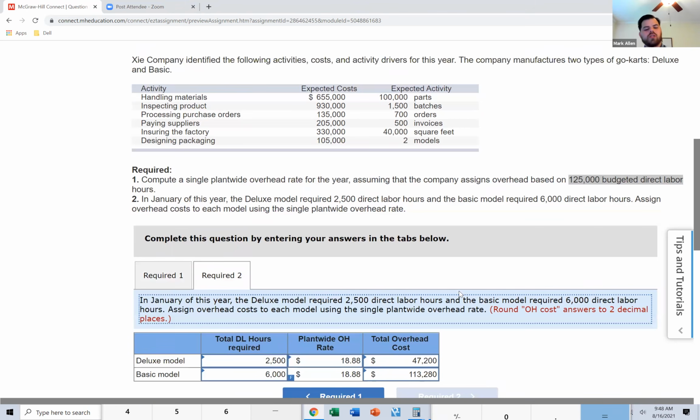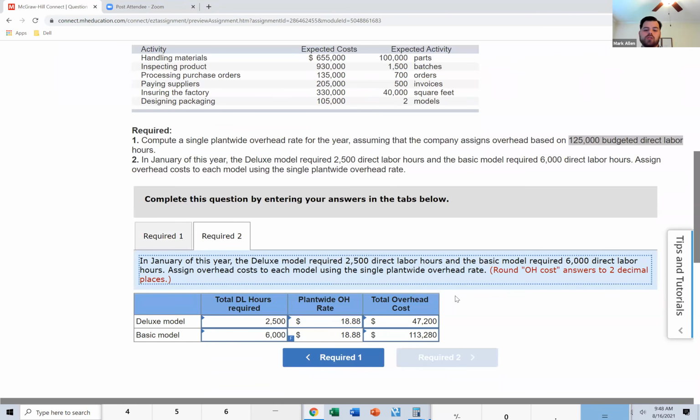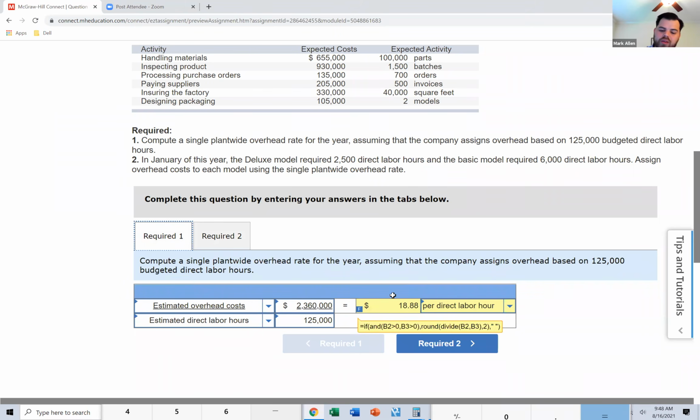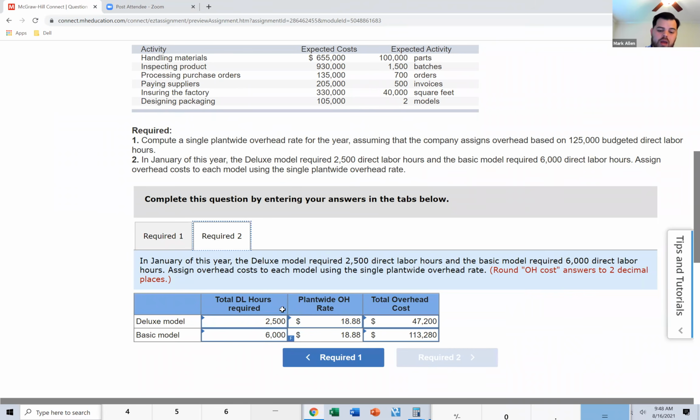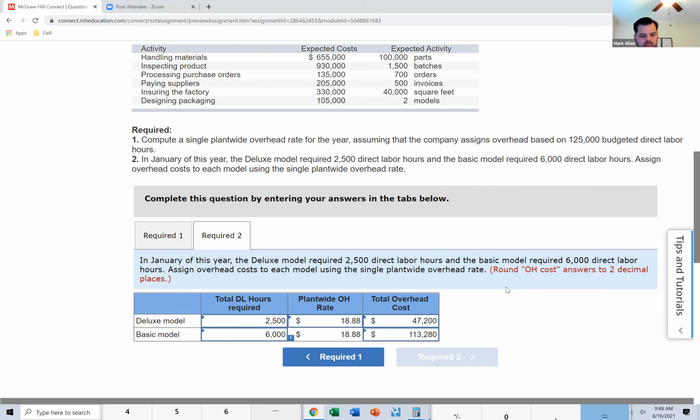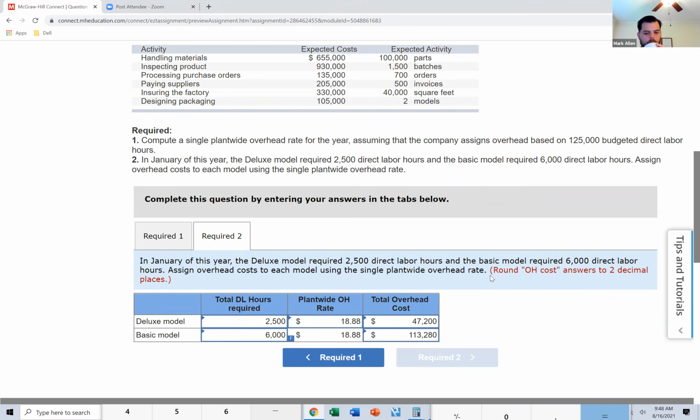Now, the next thing that they ask us to do is to actually go through and assign the cost. What they told us was, my deluxe model uses 2,500 direct labor hours. My basic uses 6,000. So we drop in those two pieces of information, and then we pull our rate from the previous section, from requirement 1. At this point, it's just a product problem. 2,500 times 1,888 is this. 6,000 times 1,888 is this. And there's the end of number 8.